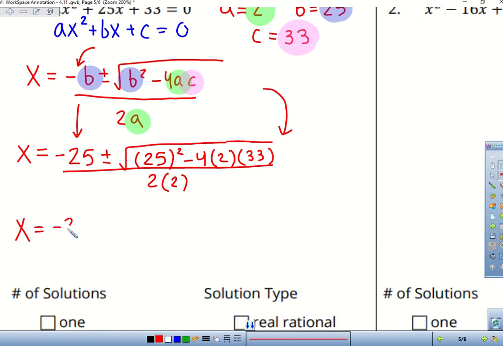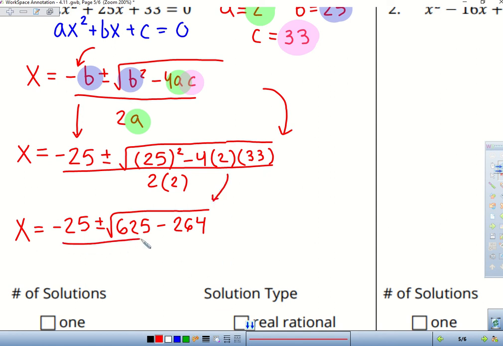So we have negative 25 plus or minus the square root of 25 squared is 625 minus 264. So that's just me doing this multiplication right here. Came out to be this. Okay. All over what? 4. Good.